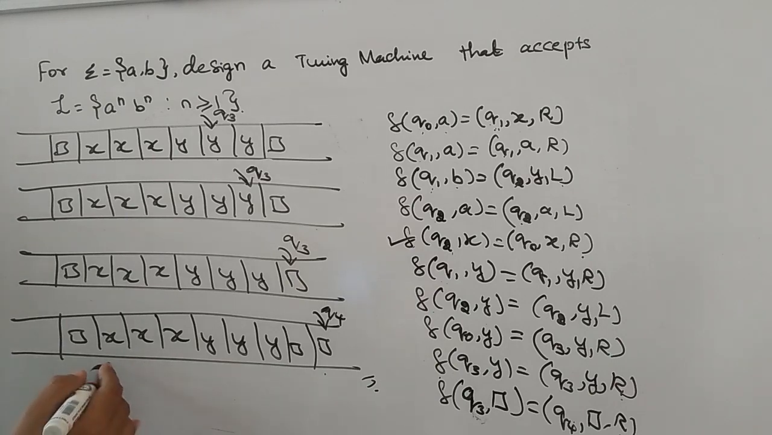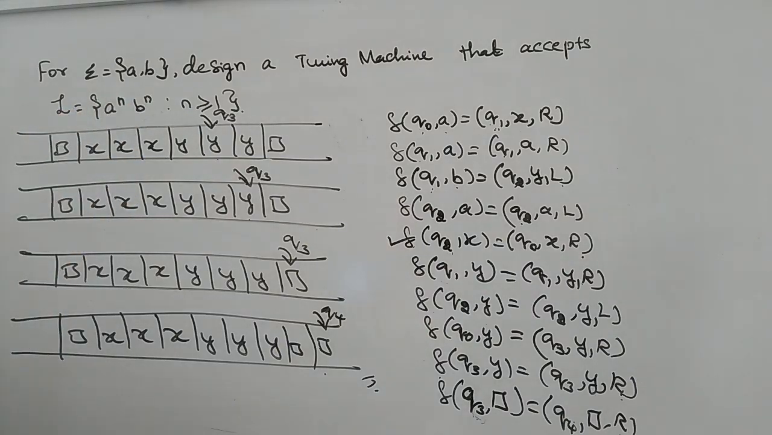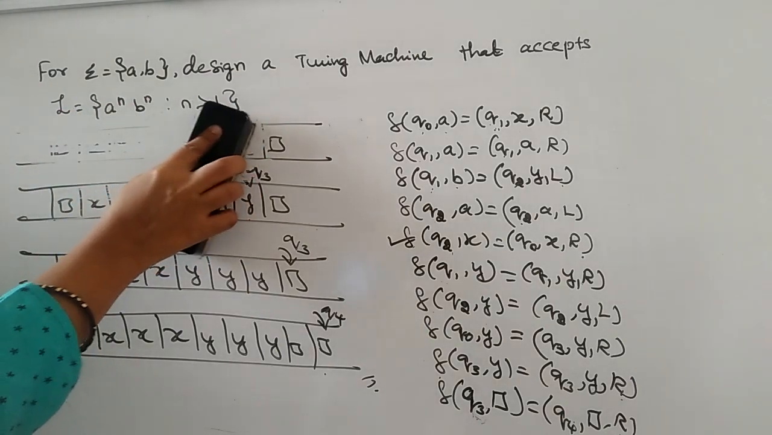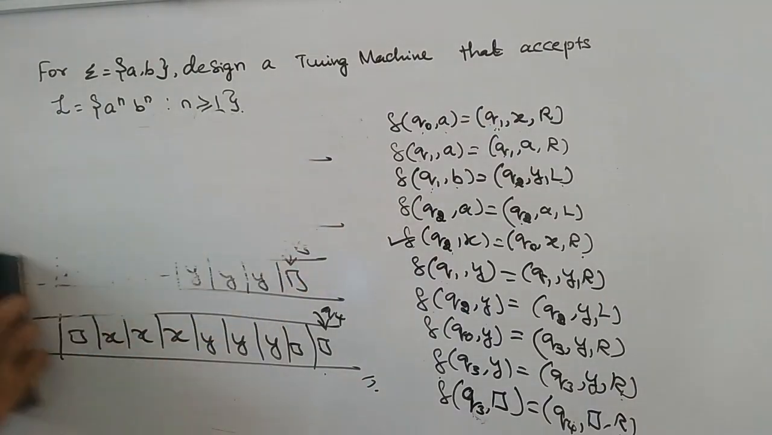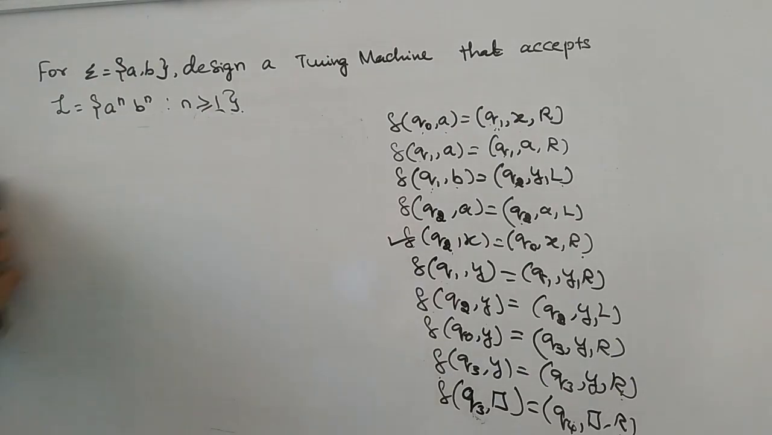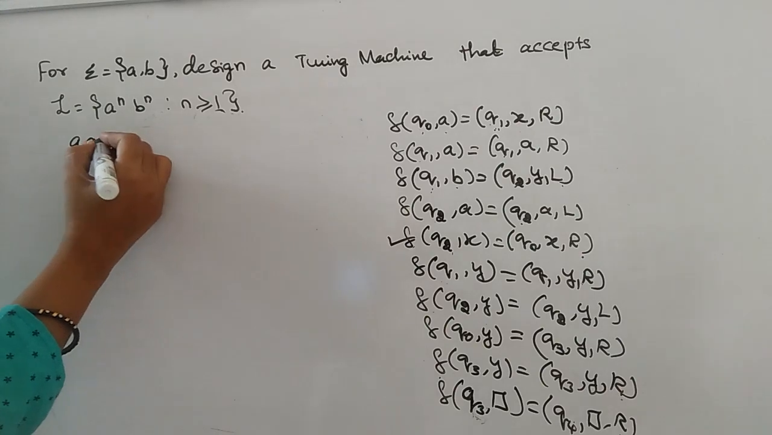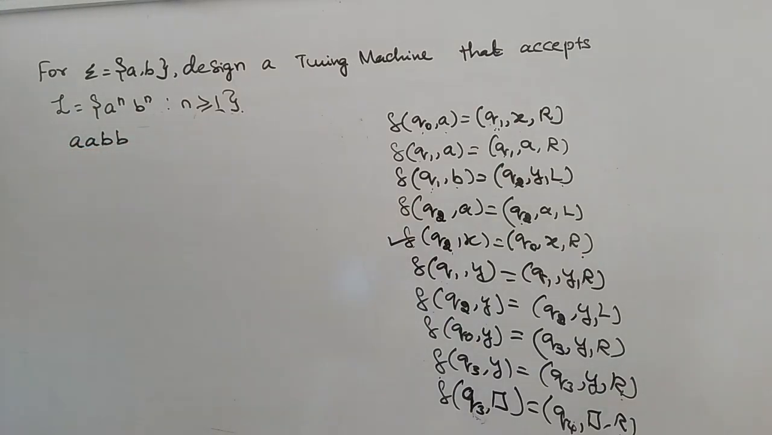So we can conclude that the number of A's is balanced with the number of B's. So we have designed the Turing machine for the language A to the power of n and B to the power of n, such that the value of n is greater than or equal to 1. Now we are going to check whether the input string is acceptable by this machine or not, right? So I am just going to take 2 A's and 2 B's here.